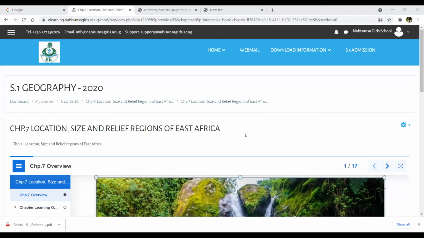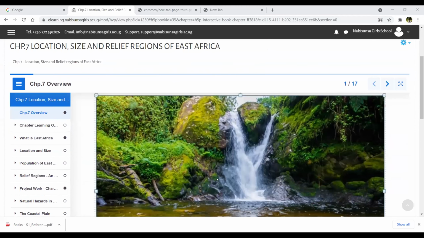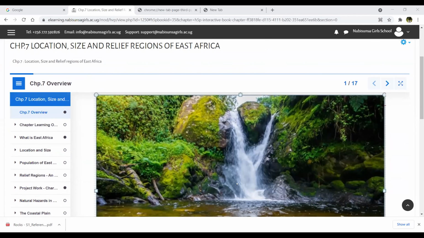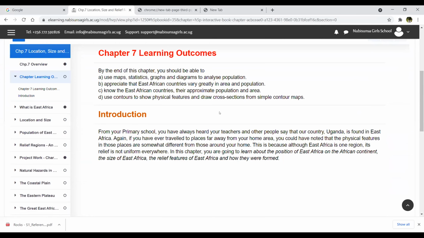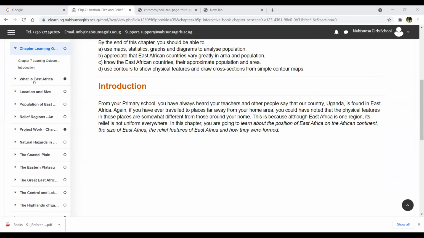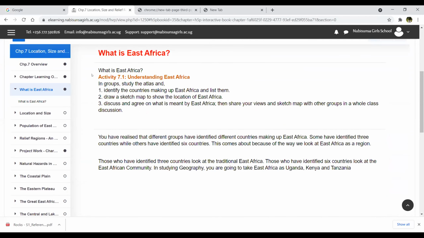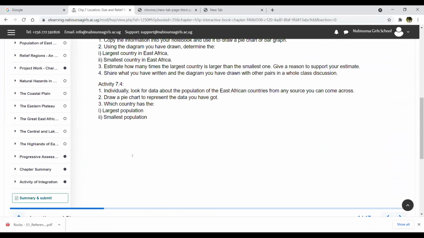Okay, so this is where we are. This is chapter 1. I have put a new picture. Then it gives an overview of the chapter. The learning outcomes in the chapter are here. I'm not going to read through them. What is East Africa? There is an activity and then a quick summary. And I'll be adding some materials along the way, location and size. We have the activities as per the learning guide.